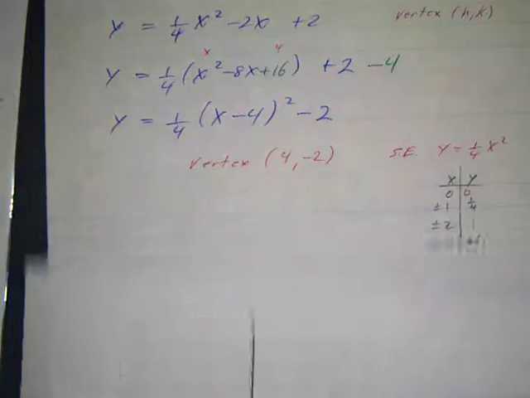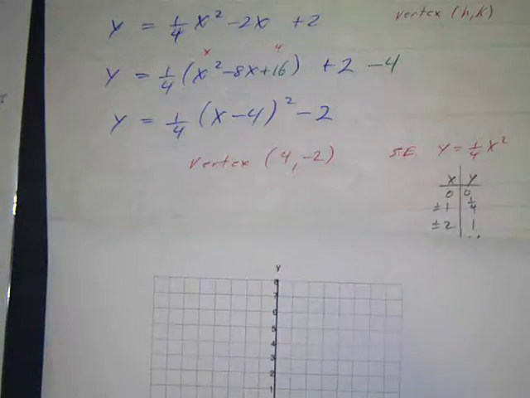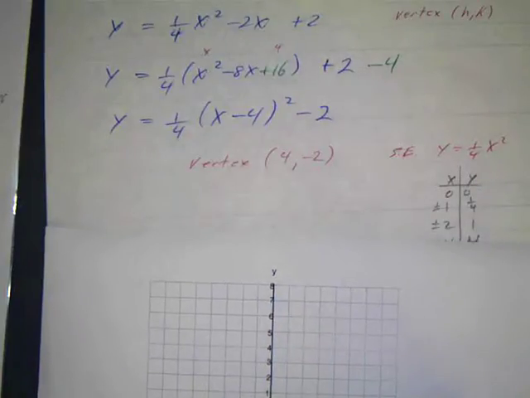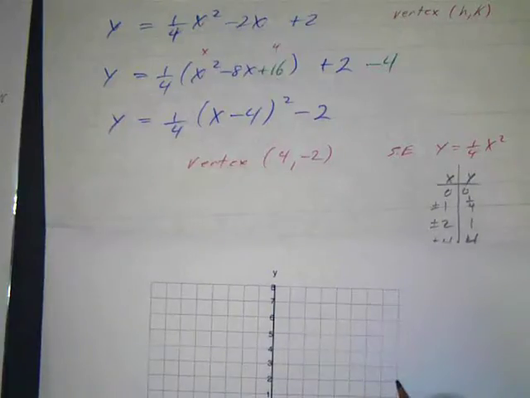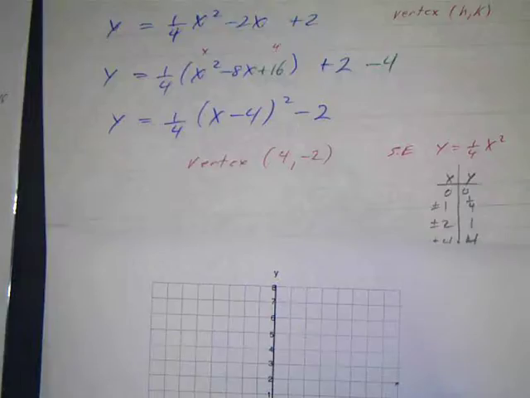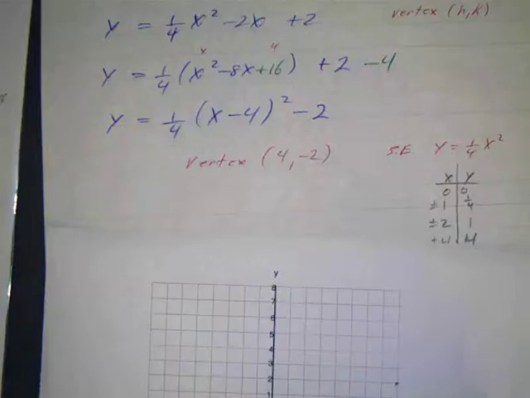And my points from here now, if I use these points, I'm going to go plus or minus 1 in x, and up 1/4. Okay, plus or minus 2, up 1. And plus or minus 4, up 4. And then, okay, same thing over here, and then up 4.